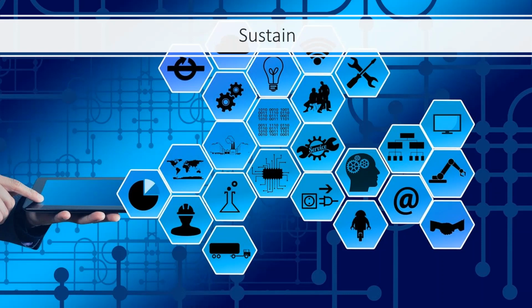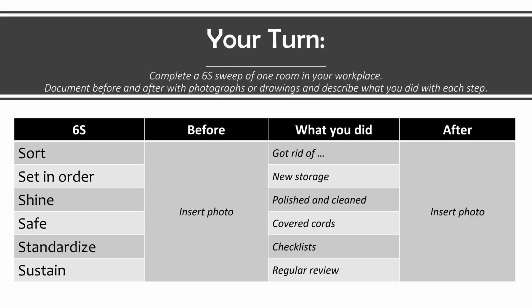Keep it up. Make 6S a way of life. Use a periodic schedule to audit the area, at least once a week for area supervisors and monthly for leadership. Create checklists or summary charts, like radar charts, to make the process quick and easy. And celebrate and congratulate progress.